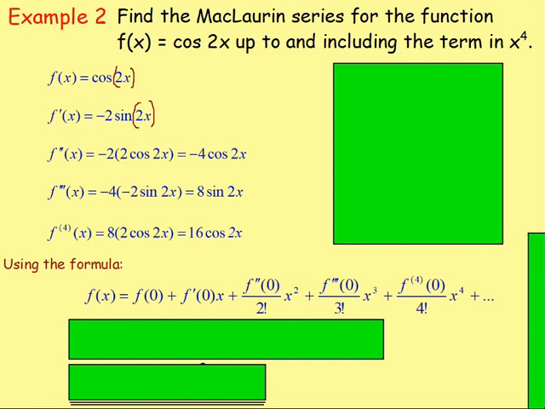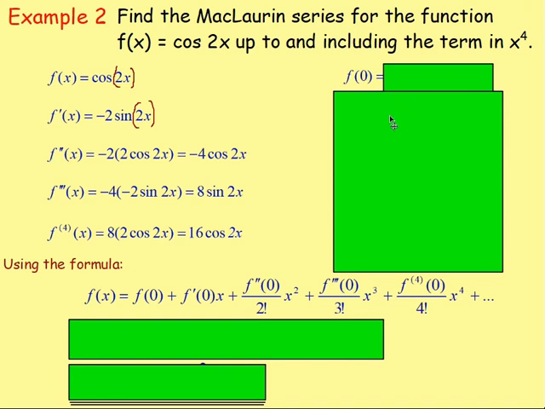Differentiate that, the 8 I'm just keeping as it is, and differentiating sine 2x gives you 2 cos 2x. Multiply the brackets, and you get 16 cos 2x. We have the fourth derivative here, but we now have to work out f of 0 and f dash 0, f double dash 0, and so on.